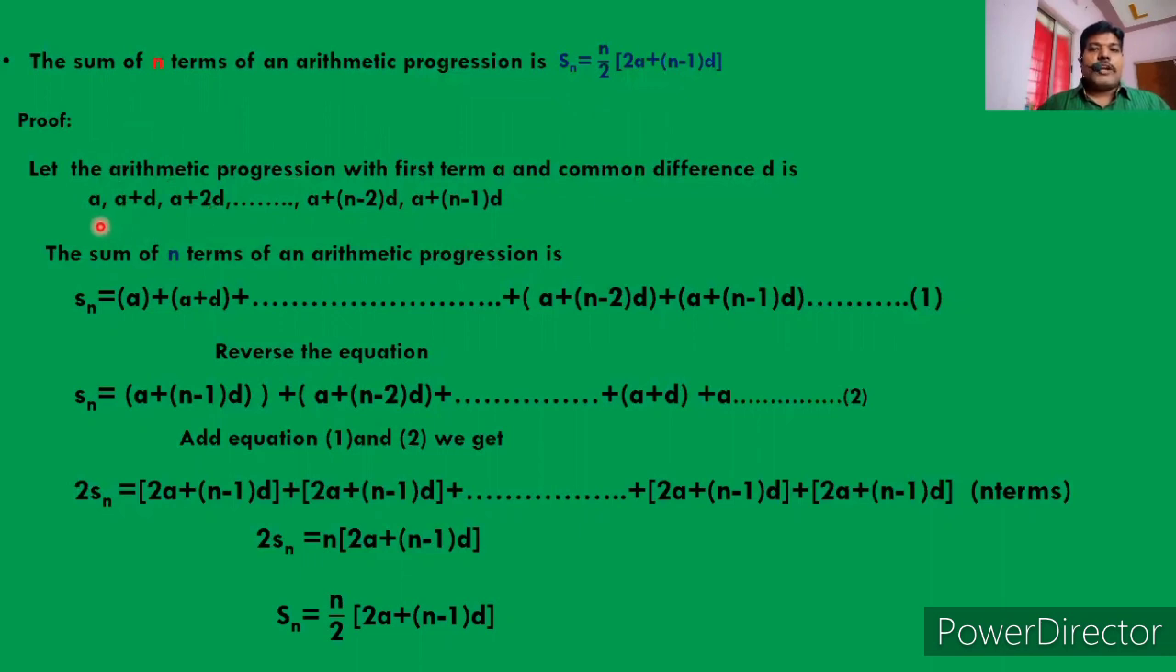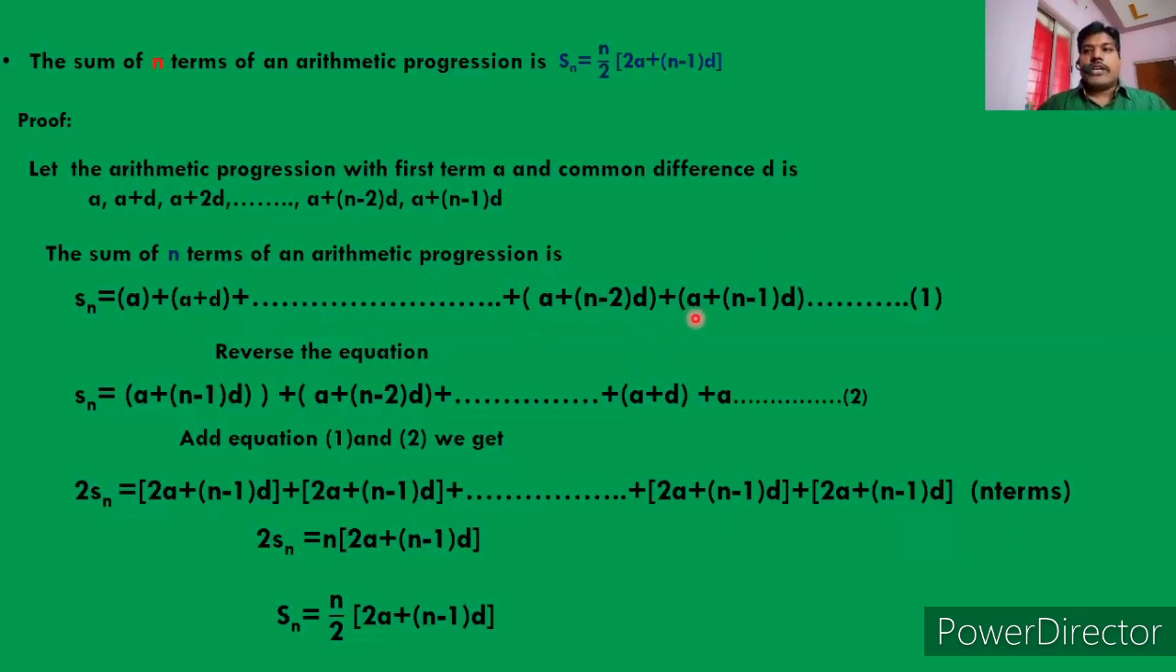So then automatically what happens? A, a plus d, a plus 2d, and so on, a plus (n minus 2) into d, comma, a plus (n minus 1) into d. So Sn is the sum of n terms. Just add all the terms, that is Sn. Take that as equation number 1. Just reverse the equation and write it in the reverse order. Why? Because I already told you that 1 plus 2 plus 3 and 3 plus 2 plus 1 are both the same. So I am just taking the reverse order, that's all.